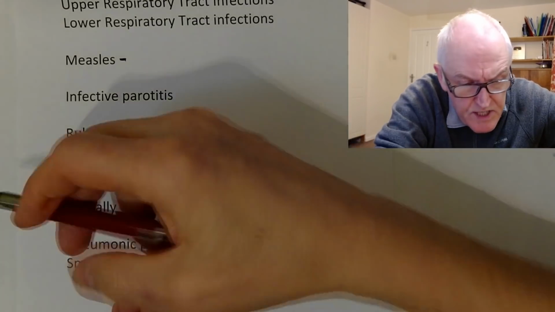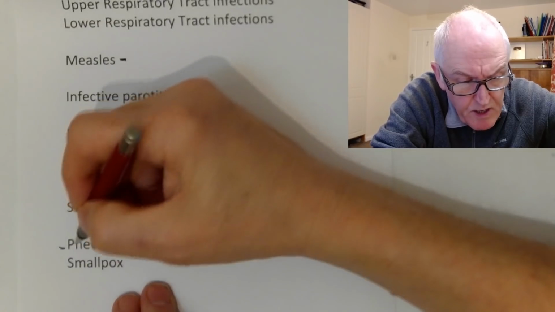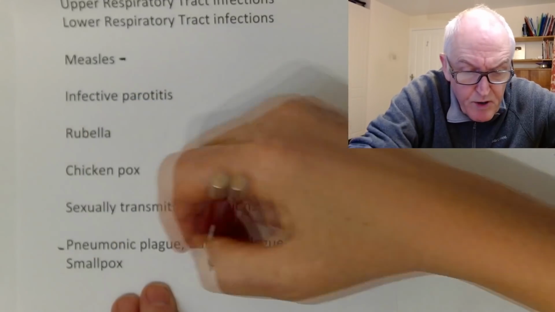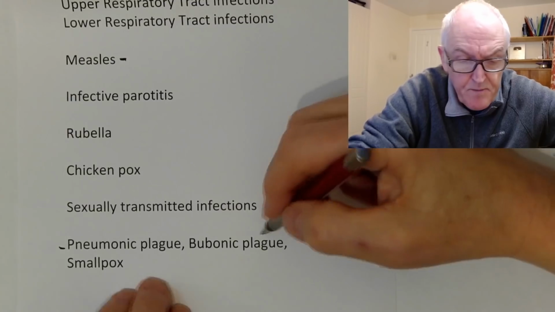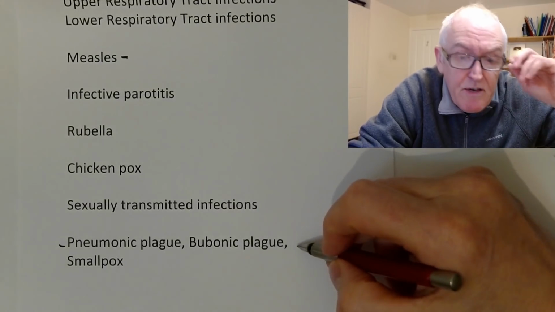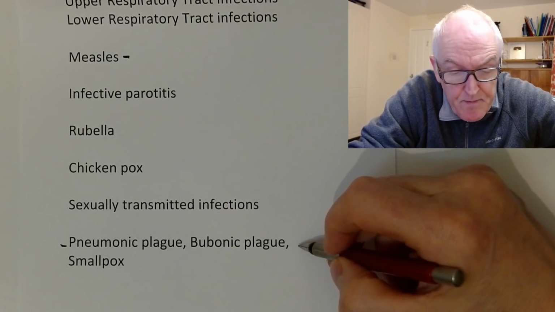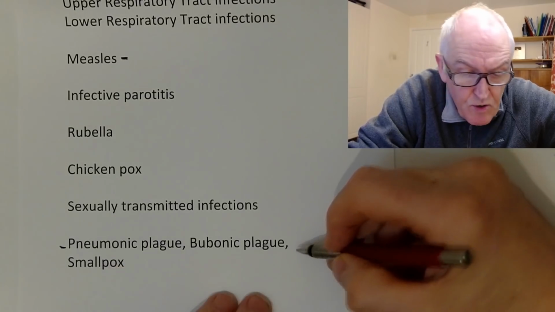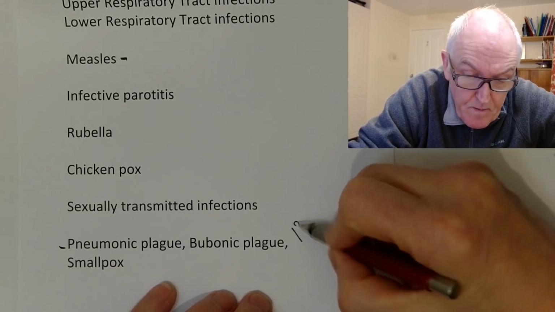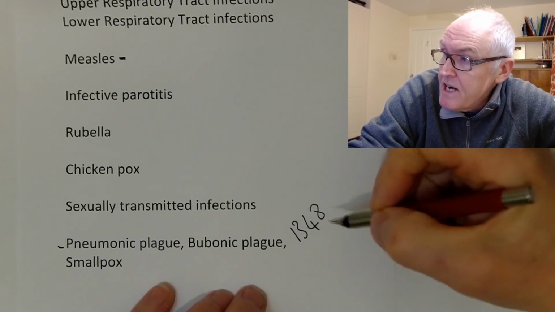And in the old world, we still get outbreaks of pneumonic plague. Pneumonic plague is plague in the lungs. Bubonic plague is plague in the body. And this is caused by the bacteria called Yersinia pestis. And this is what caused the original Black Death in my country in 1348.